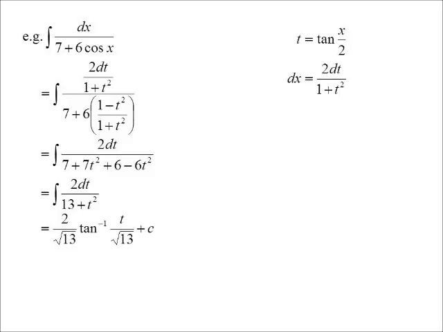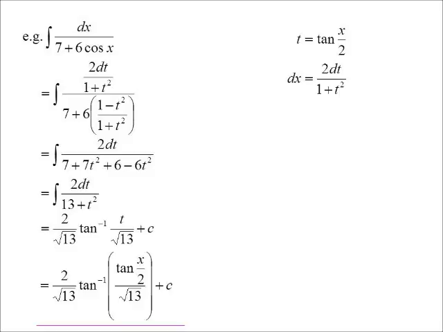The big mistake, I guess, is to stop there. But remember, the original question involved x. So now we substitute back in for t, and we get this rather interesting expression of 2 on root 13, the inverse tan of tan x on 2 root 13. No, you can't cancel the inverse tan with the tan because of the root 13. So it's not going to just cancel. So we leave it like that. What a lovely little expression.